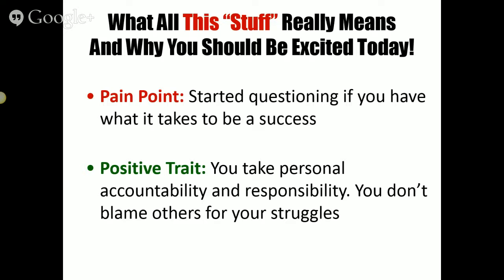Now, if you start questioning whether you have what it takes to be a success, you take personal accountability and responsibility, and you should, okay? And you don't blame others for your struggles. In this business, it's not your upline's responsibility to build your business and make you successful. It's your business, and it's your responsibility to get in there, connect with the right people, and learn some strategies that are going to work for you and your business, okay? Because what may be working for your upline may not work for you. Your upline may do Facebook advertising, or they may do Twitter. Home meetings may work best for you, or YouTube videos may work best for you. So that is something you have to take into consideration.